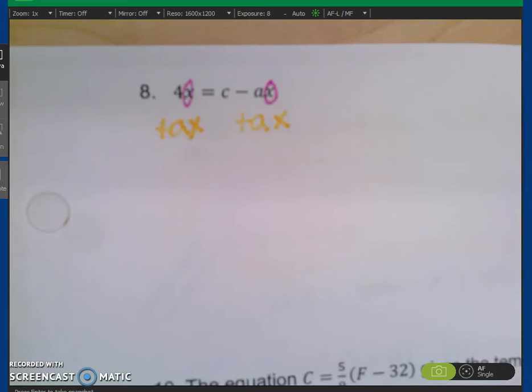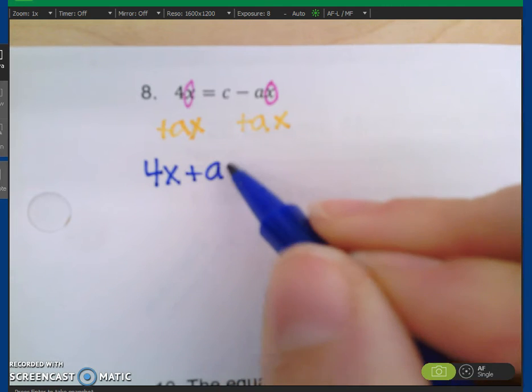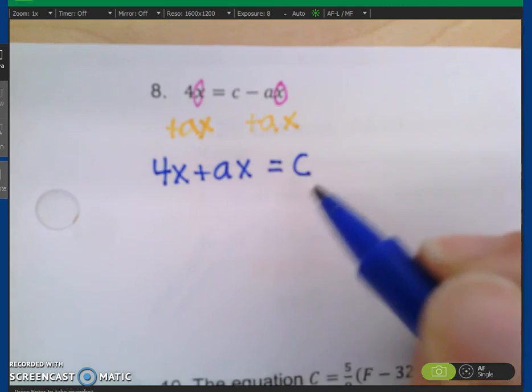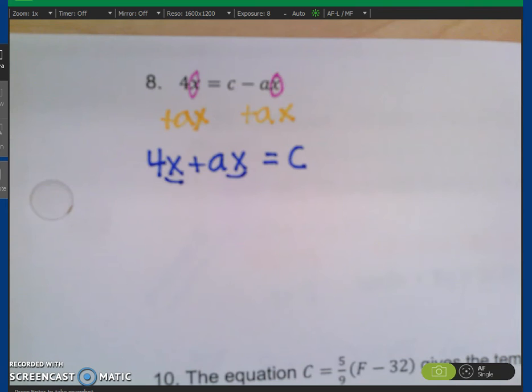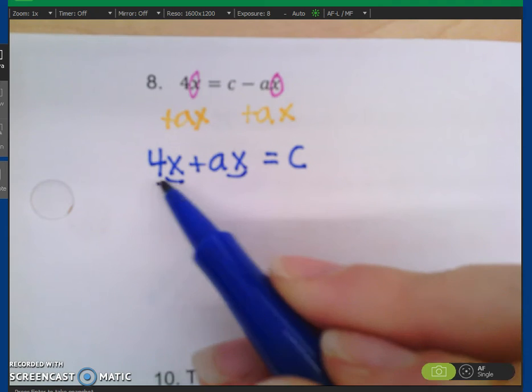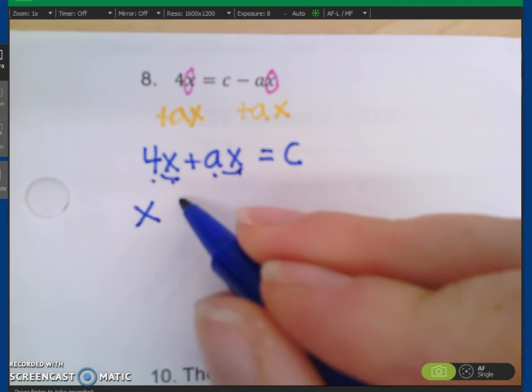When I add ax to both sides, what am I left with? Oh, 4x plus ax equals c. What am I solving for again? That's right, x. Hey, do you notice that both terms have a factor of x? What can I multiply to get 4x that I can also multiply to get ax? X. So let's factor out x.